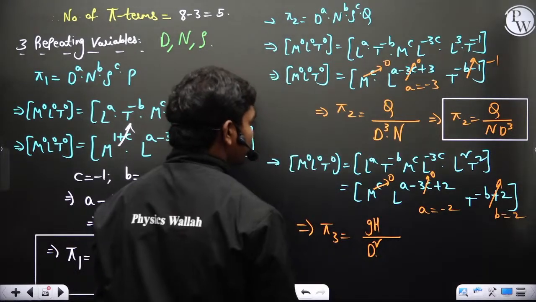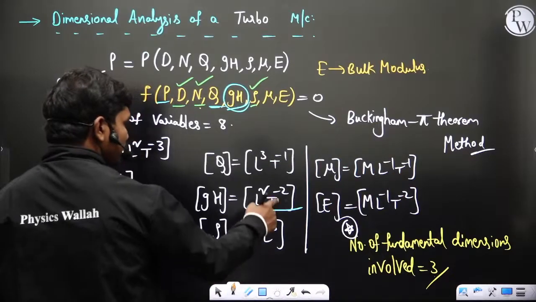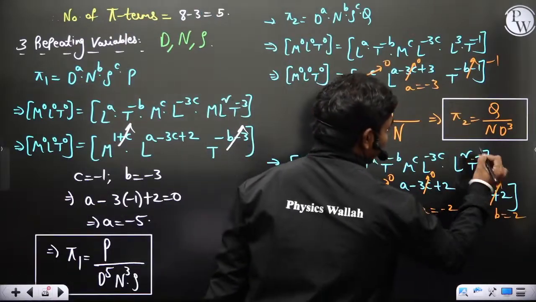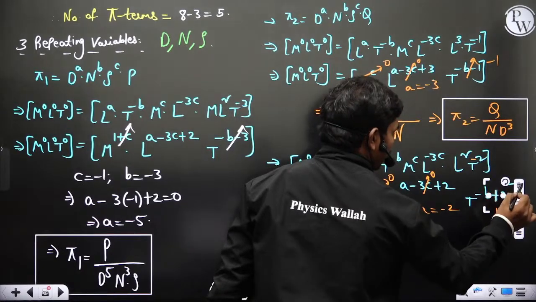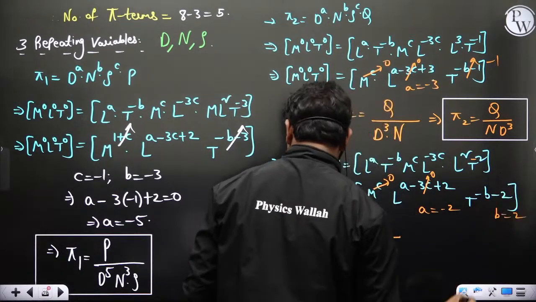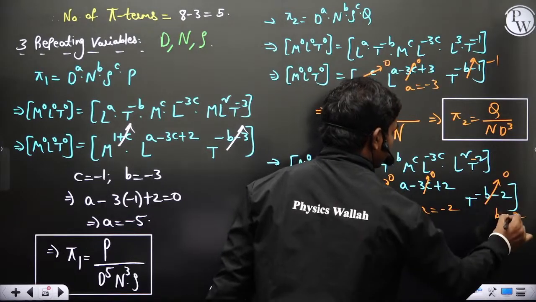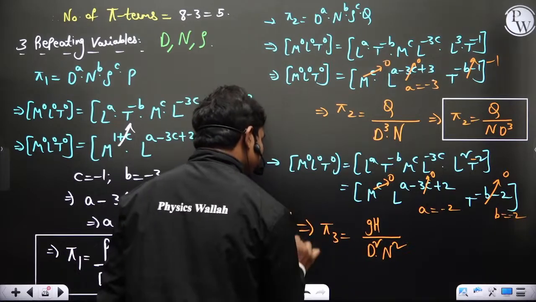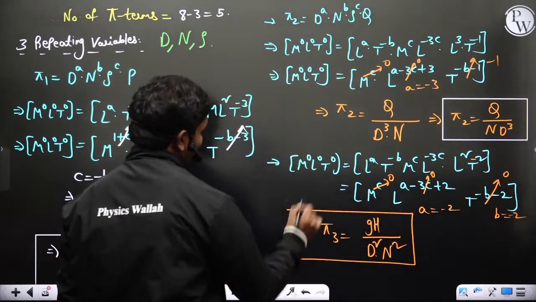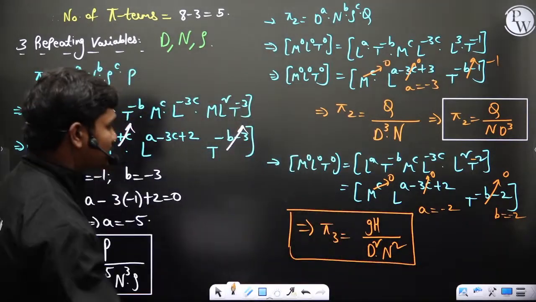Just a minute, let us check carefully. This is T power minus 2, no? Actually, yeah, T power minus 2, right? So this is T power minus 2 actually. So that means this is b minus 2. Okay, so this term if you make it 0, then clearly b is 2. Okay, so you have N squared, and c is 0 anyhow. So this is the third pi term actually what you get. So this is the third pi term, gH by N squared D squared. Let us do the fourth.